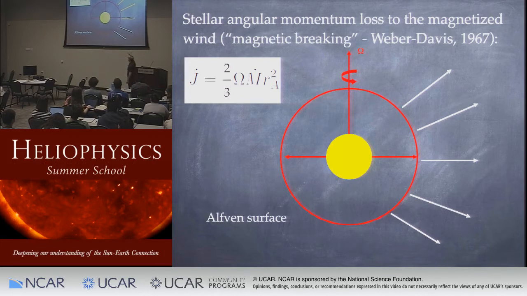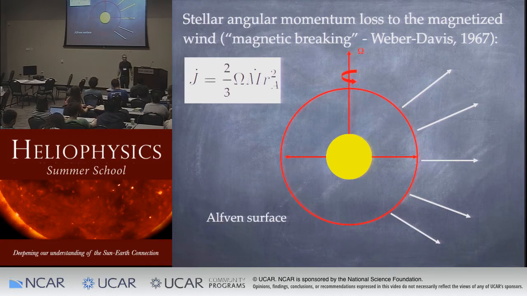If you assume the star is a dipole, the stellar magnetic field is a dipole, we have a radial outgoing wind, and we also have a spherical Alfvén surface. They came up with this formula that the rate of angular momentum loss depends on the stellar rotation rate, the total mass loss rate that passes through that surface, and the radial distance to the Alfvén surface.